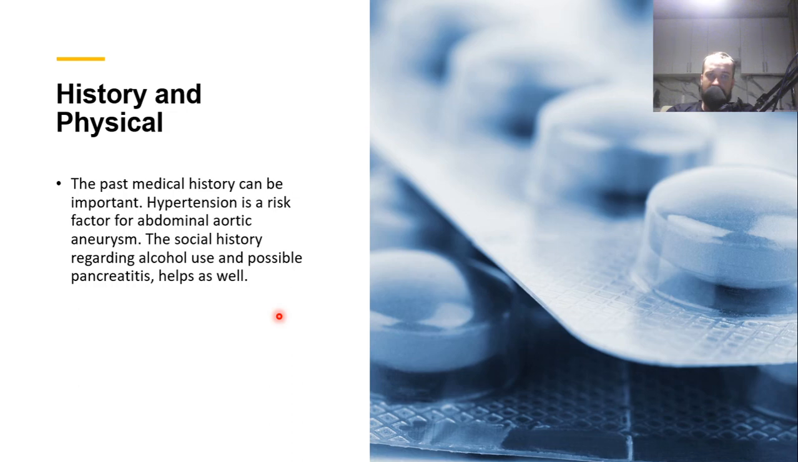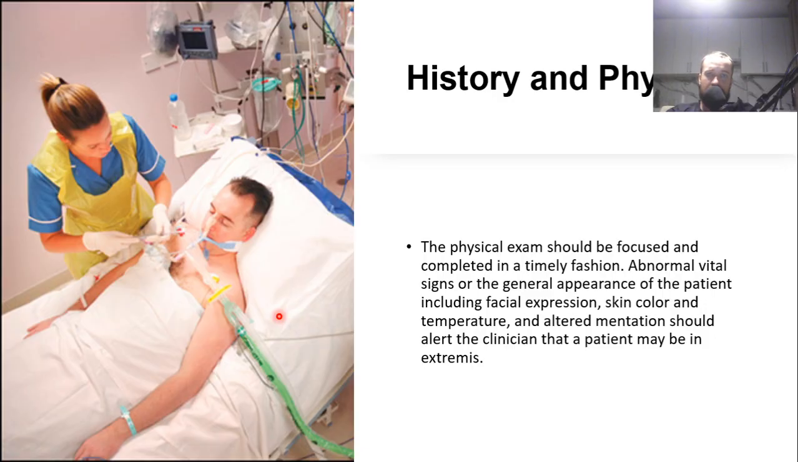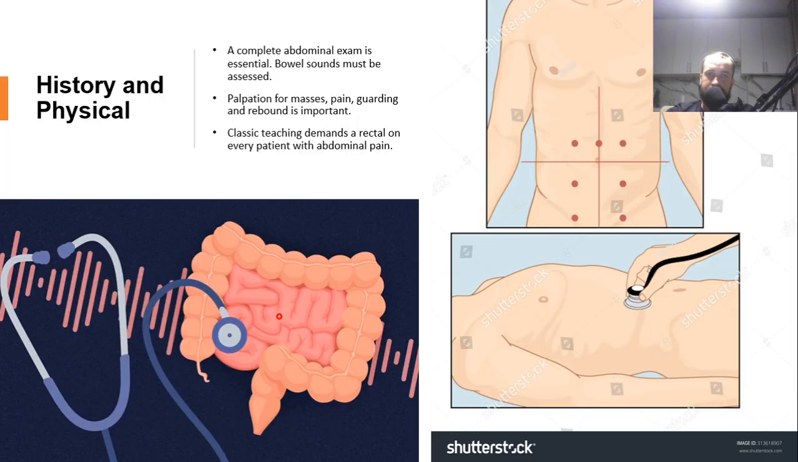The past medical history can be important. Hypertension is a risk factor for abdominal aortic aneurysm. The social history regarding alcohol use and possible pancreatitis helps as well. The physical exam should be focused and completed in a timely fashion. Abnormal vital signs or the general appearance of the patient, including facial expression, skin color, and temperature, and altered mentation should alert the clinician that the patient may be in extremis.